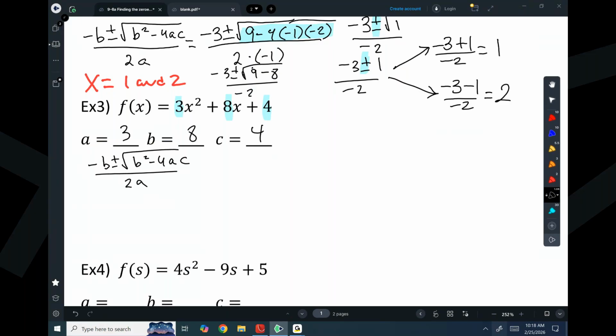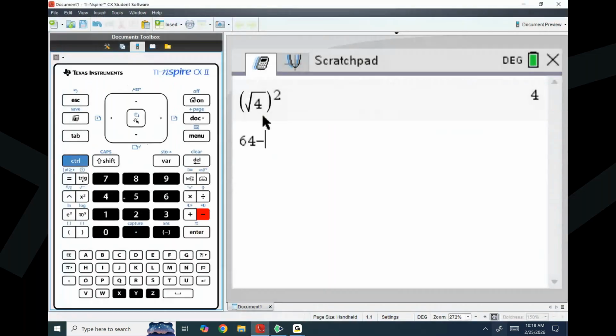All right, then just be careful. The negative of what? Negative b, so negative 8 plus or minus the square root. Square that in your head. What is that? 64 minus 4 times 3 times 4. And at this point right here, I don't mind if you grab a calculator and just do it, right? 64 minus 4 times, was it 3 times 4? 3 times 4 is 12.